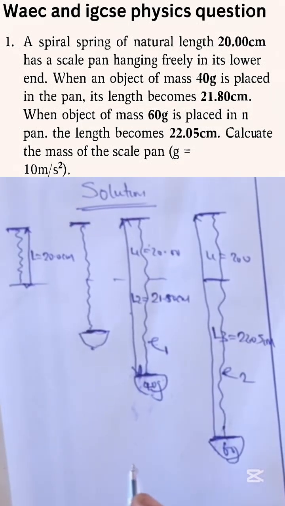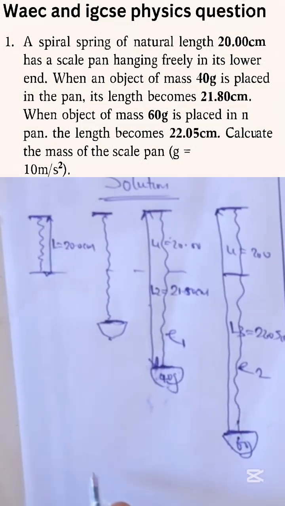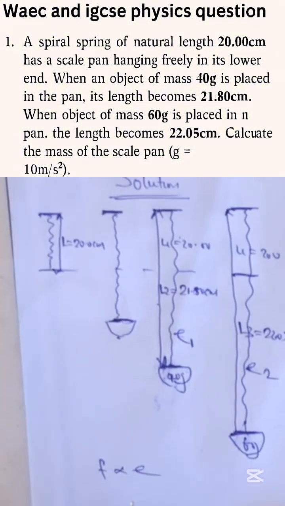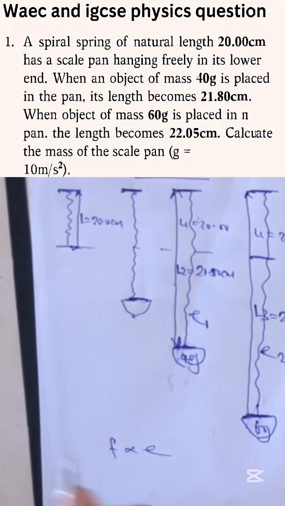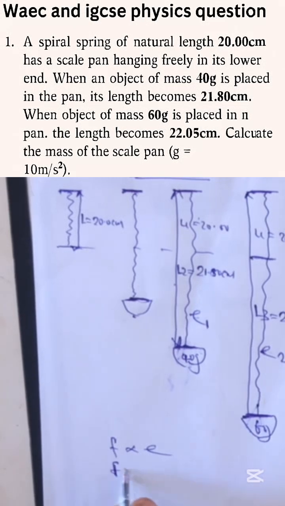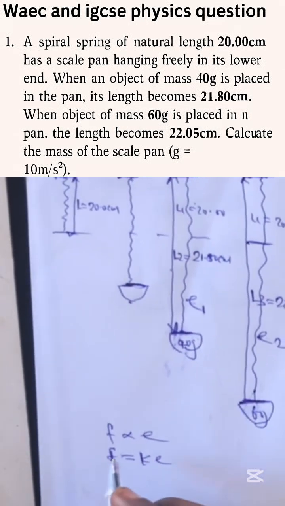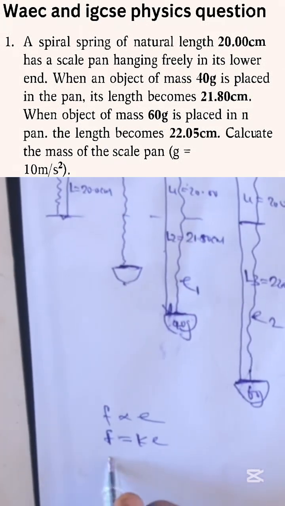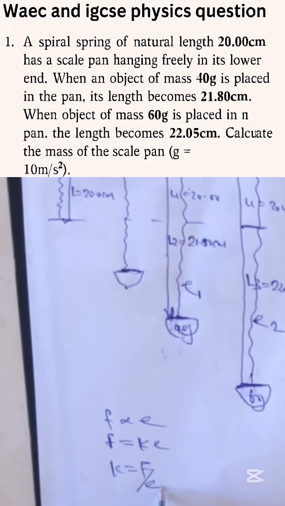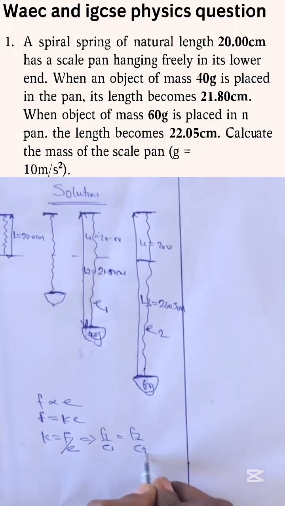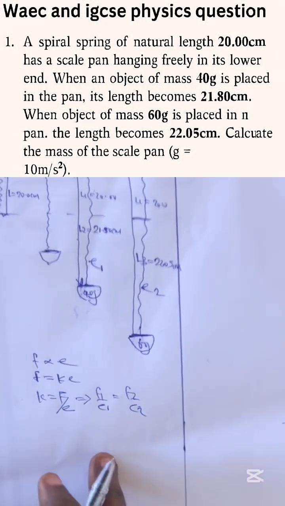Now, to solve, we use Hooke's law. According to Hooke's law, force is directly proportional to extension. And for force to be equal to extension, there must be a proportionality constant, so F is equal to KE. Making K the subject, K equals F over E, which gives F1 over E1 equals F2 over E2. We are going to use this to look for the mass of the scale pan.